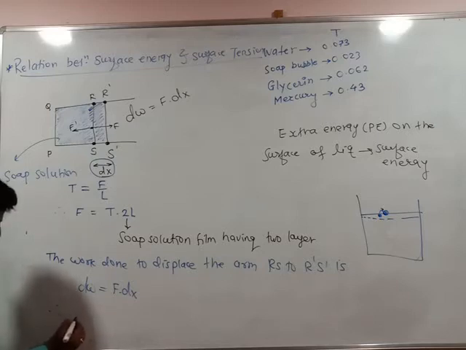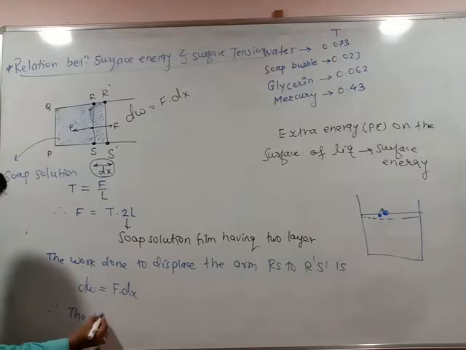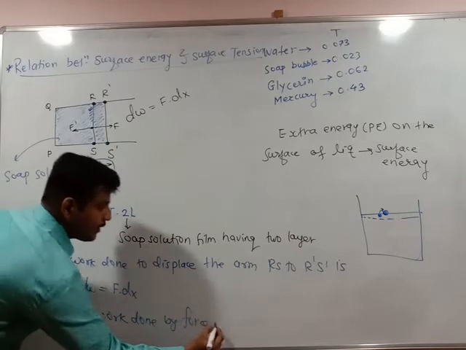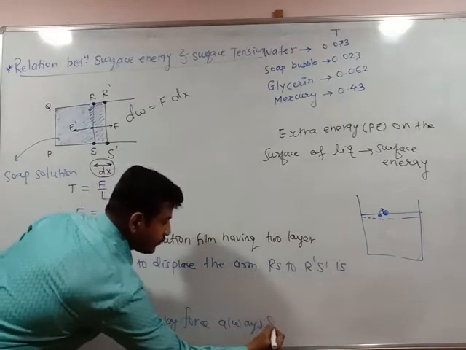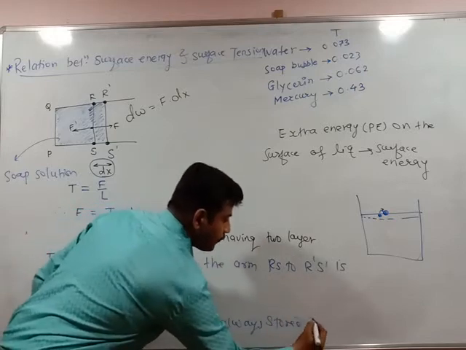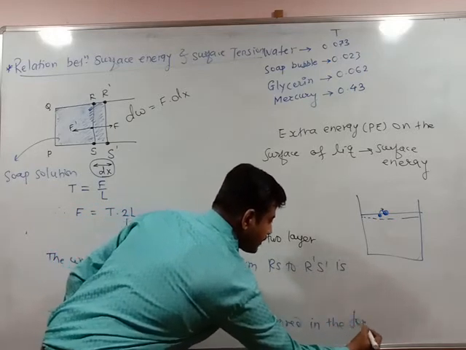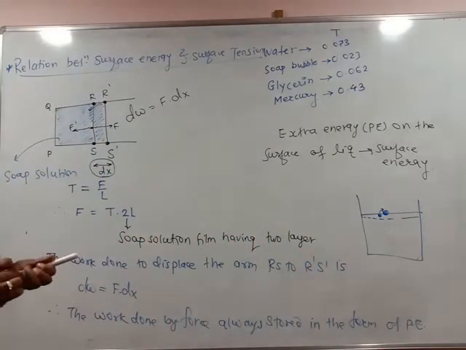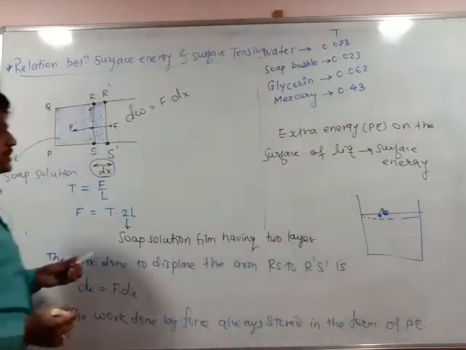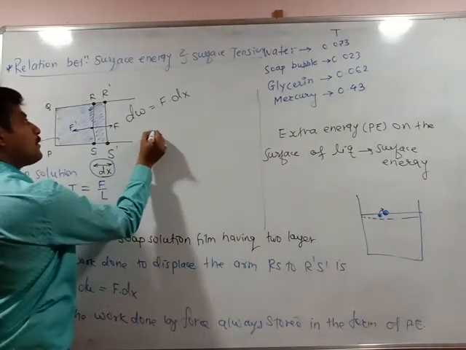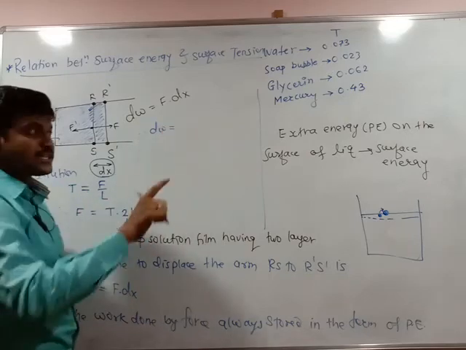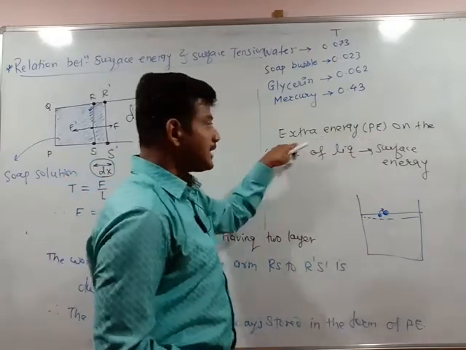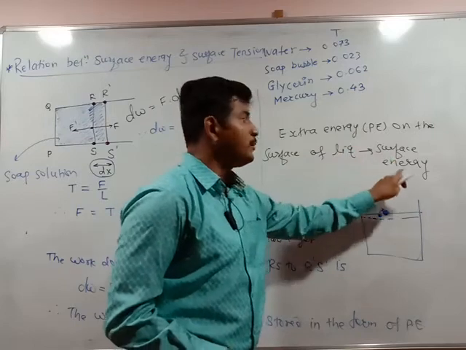Therefore, as per the work energy principle, work done by a force is always stored in the form of potential energy. Work done is always stored in the form of potential energy. That's why I can write here: whatever work is done is always stored in the form of potential energy. So the extra energy present on the outer surface of the liquid, that potential energy, is said to be the surface energy.